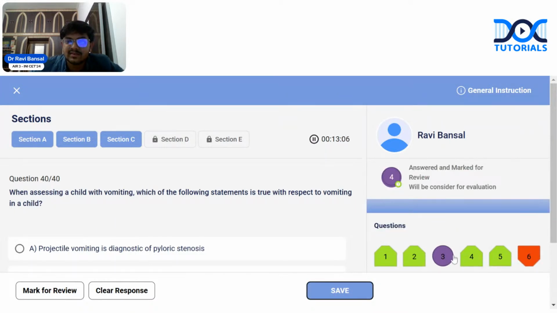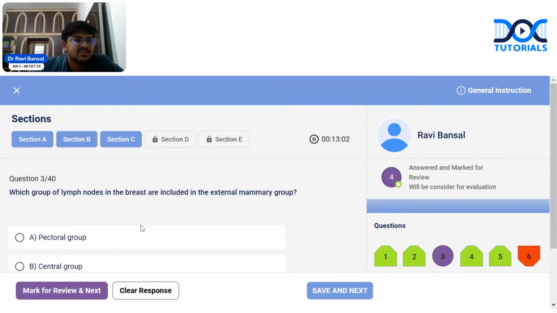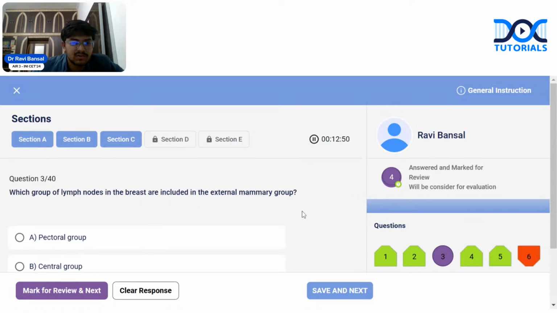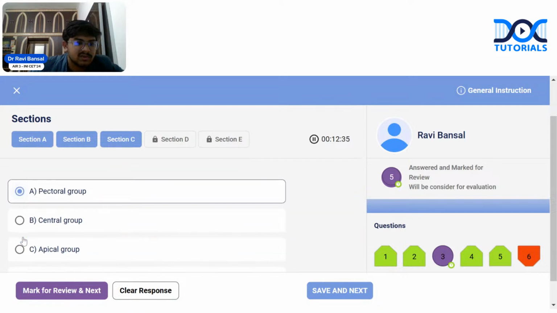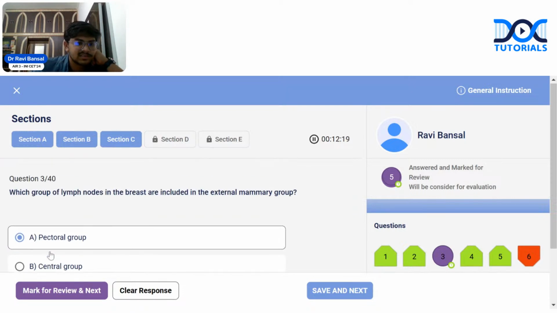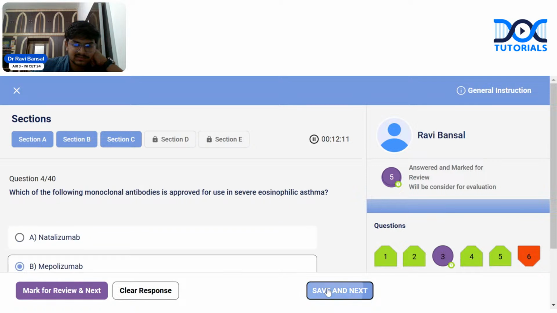So there are 13 minutes remaining. We will just review the questions. Which group of lymph nodes in the breast is included in the external mammary group? I do not know about this, but there is the internal mammary group, which is parallel to the lateral border of the sternum, and the pectoral group drains most of the breast. Central is the final destination, then apical. Lateral mostly drains the upper limb and drains very little of the breast. So for the external mammary group, I think it will be the pectoral group. I think this is right.